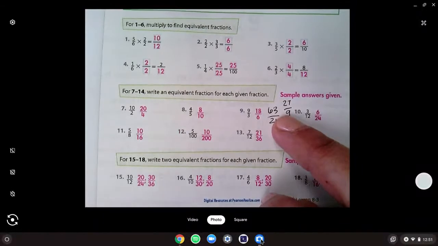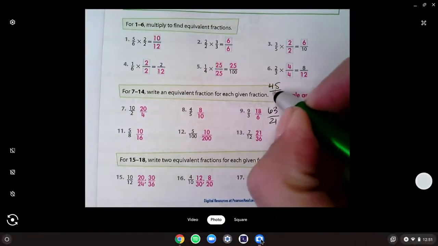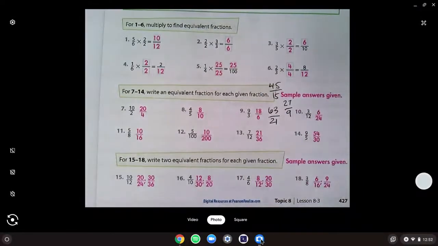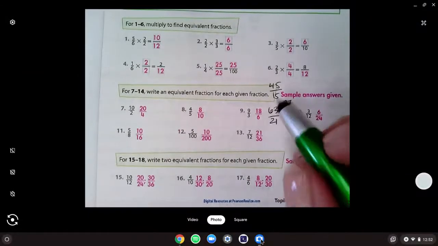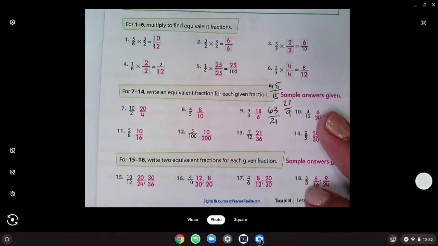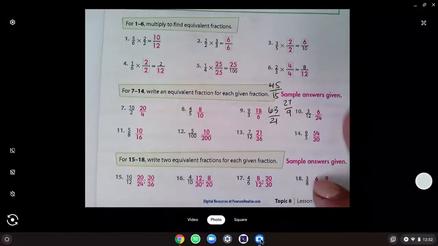Lily? I got 45/15. So you multiplied both by 5? That works then. Yep. Zach? Can you multiply it by 0? No. That would just be 0. Multiplying by 0 is nothing. That would take away our fraction. We want it to not be 0.